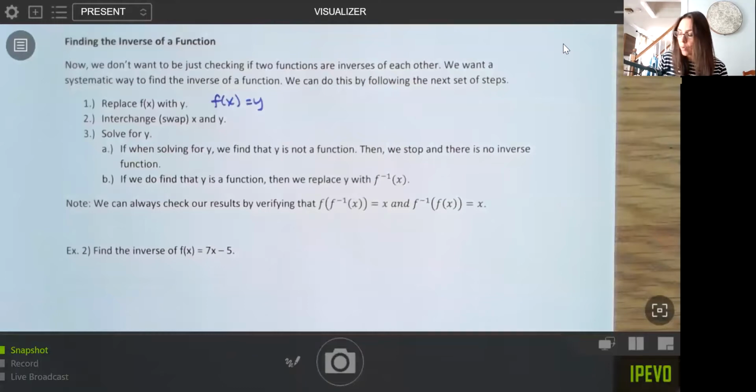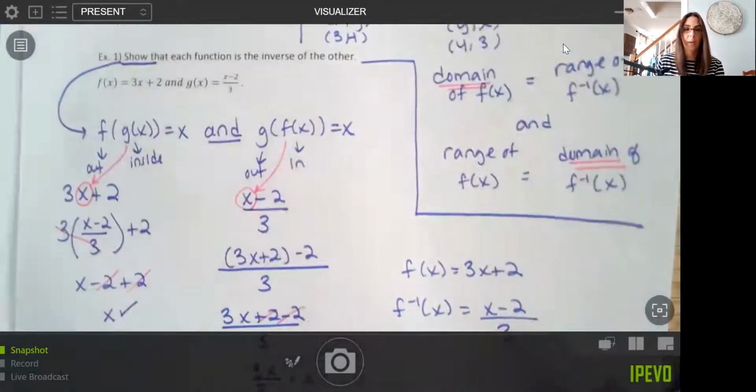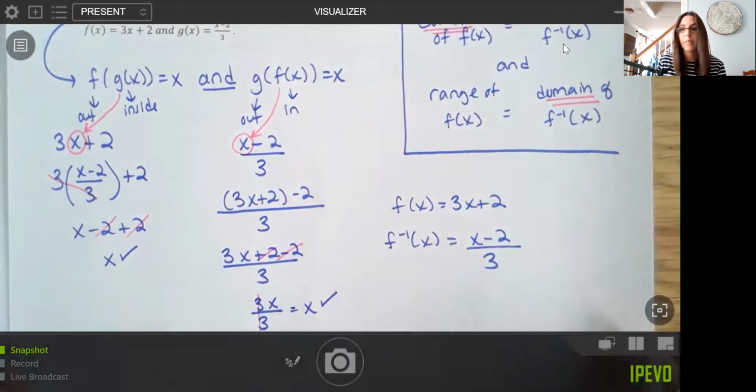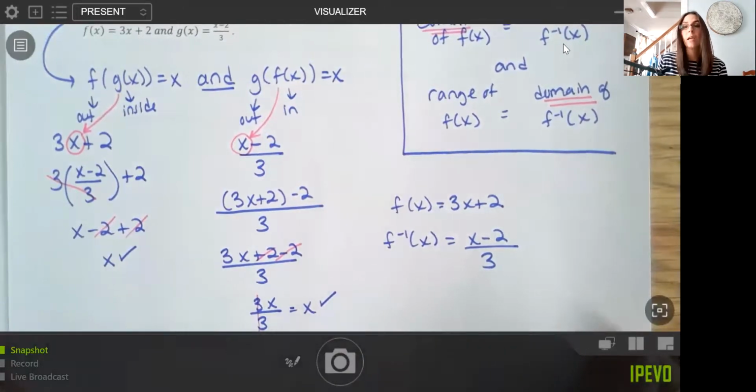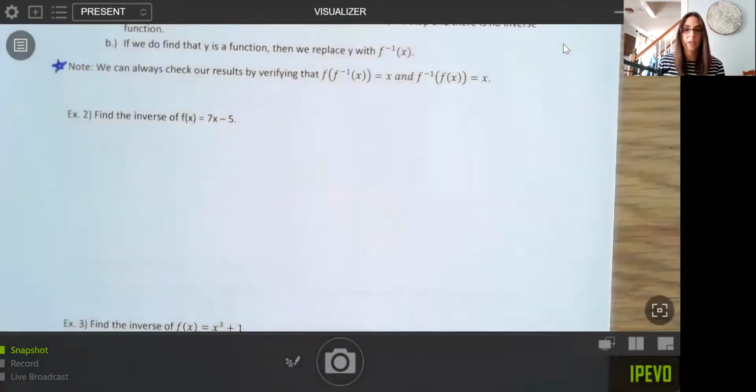And of course, you can always check. I'm not going to do all the checks here, you can try it at home, but you can always check the result by doing what I just did on the previous page. So if you perform both compositions and they both come out to be x, then you know you actually do have the inverse functions there.